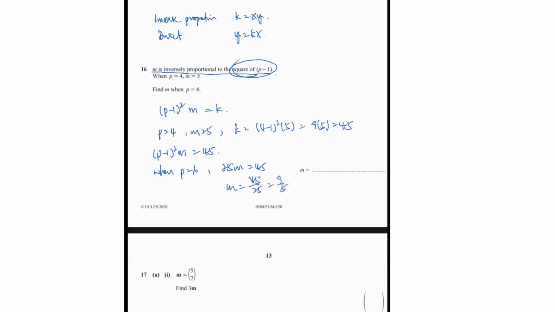Okay, then they give us initial conditions. When p equals 4, m equals 5. So we can figure out k. k equals (4 minus 1) squared times 5. This is 3 squared, 9 times 5 is 45. So we know that (p minus 1) squared times m equals 45. Find the value of m when p equals 6. So when p equals 6, substitute this in. 25m equals 45. So m equals 45 over 25, which is 9 over 5. Got it. That's it. Easy.